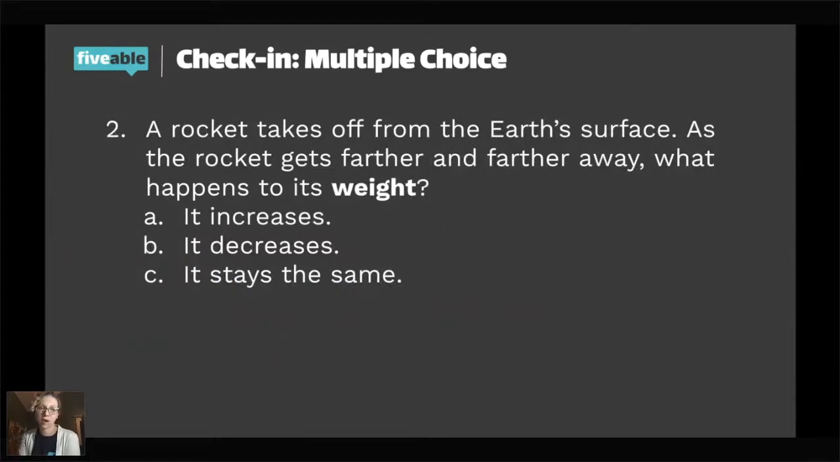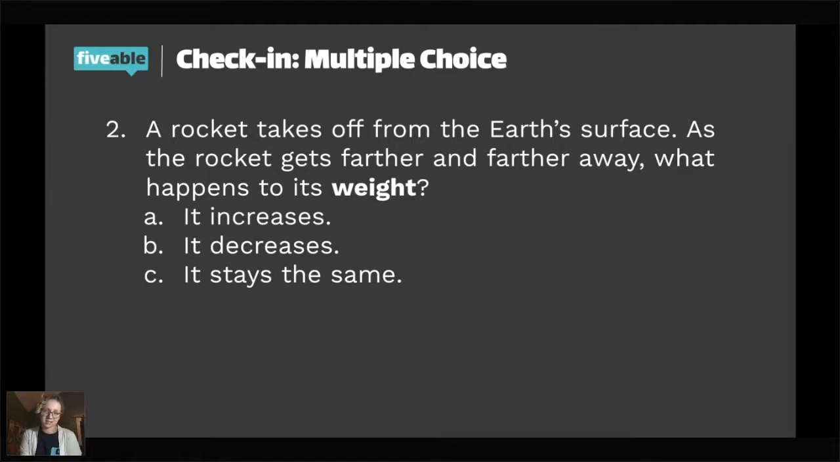So we have a rocket that takes off from the Earth's surface. As the rocket gets farther and farther away, what is going to happen to its weight? I didn't put a D on this one because it felt kind of artificial. We've covered all the options with A, B, and C. Does the weight increase? Does it decrease? Or does it stay the same as the rocket gets farther and farther away? If you think you have an idea, you can put an A, B, or C in the chat for whether you think the weight will increase, decrease, or stay the same.